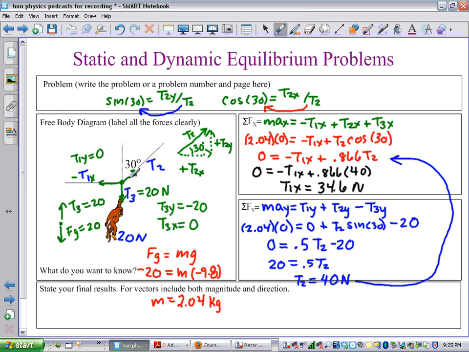This T2 is 40 newtons at an angle of 30 degrees to the vertical, and T3 will have a tension of 20 newtons straight downward. And that is the final answer to the problem.